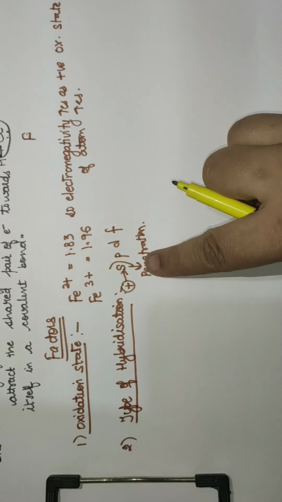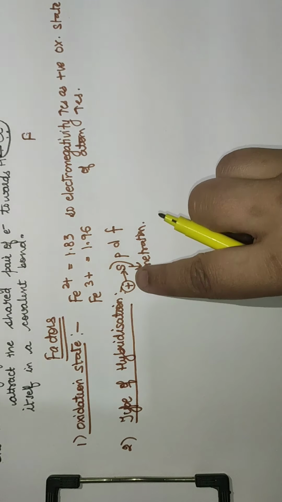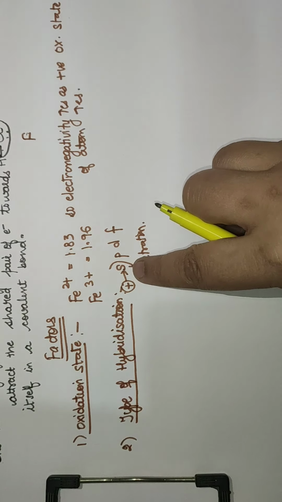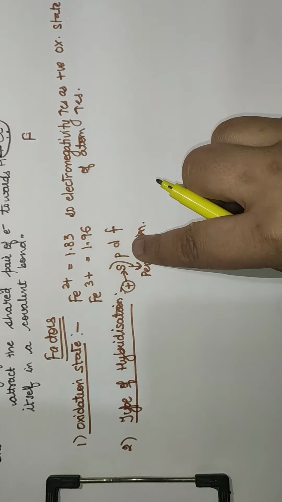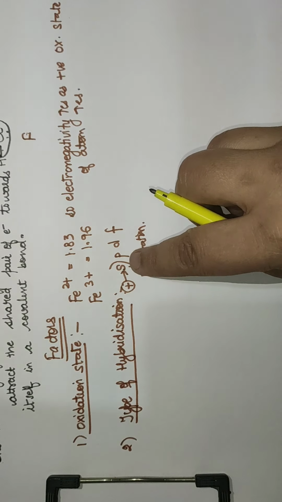So electronegativity increases with the increasing s character. Those hybridizations in which the s character is more, their electronegativity will be more. Let us take an example to illustrate it.